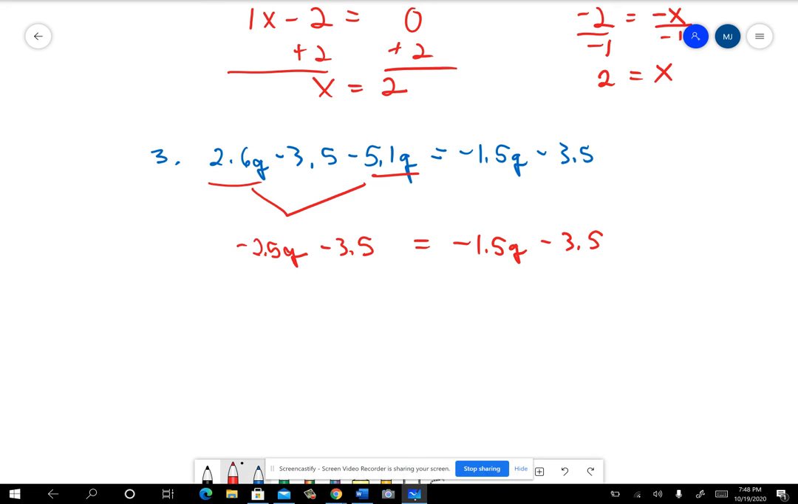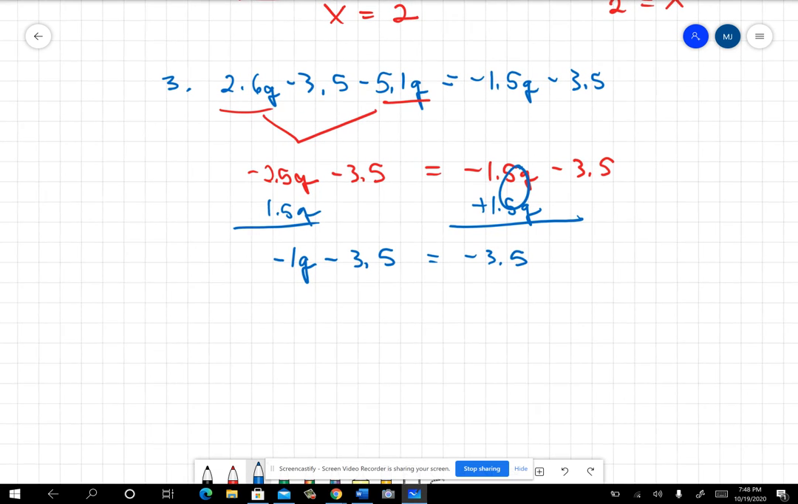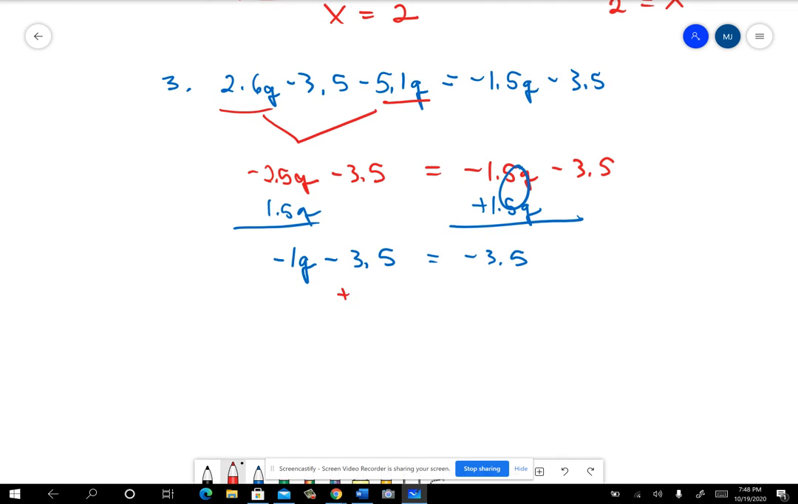So I don't recommend you clear the decimals, because calculators handle those so well. Okay. At this point, I would move my Q's together by adding 1.5 Q to both sides. That would leave me a negative 3.5 on the right, and it would leave me a negative 1 Q, or negative Q, on the left.